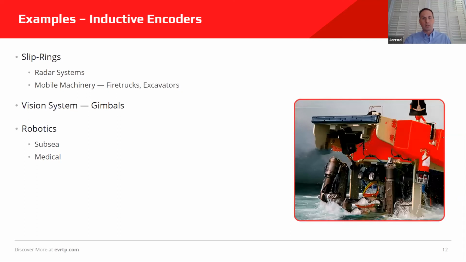Typical applications for inductive encoders include slip rings for radar systems, mobile machinery, fire trucks, excavators. Here you have these really demanding, wet, dirty, outdoors applications. Inductive encoders really excel in these places. We also see them in gimbals for vision systems. In robotics, you can find them in general automation, but also in more demanding applications like medical and subsea. For example, we have a customer who is using these inductive encoders and they submerge them in oil to withstand the deep pressures during a dive.